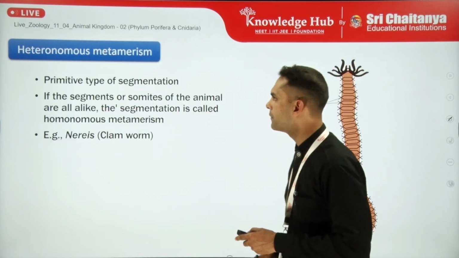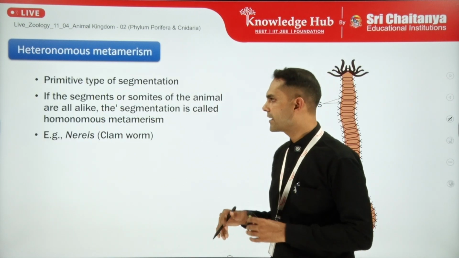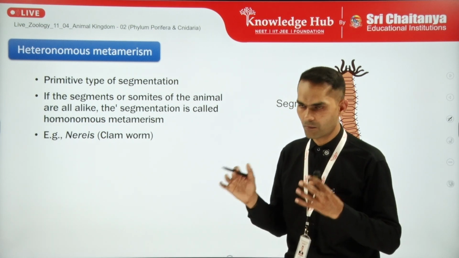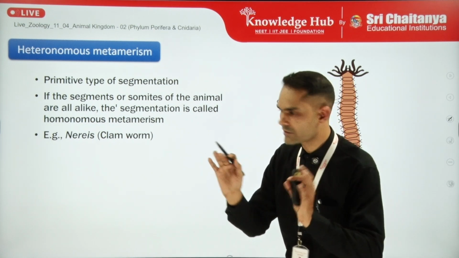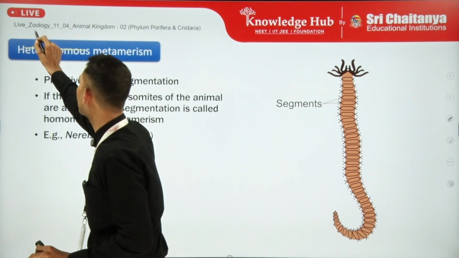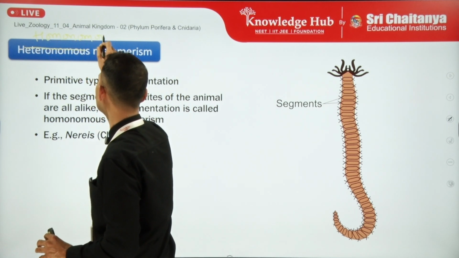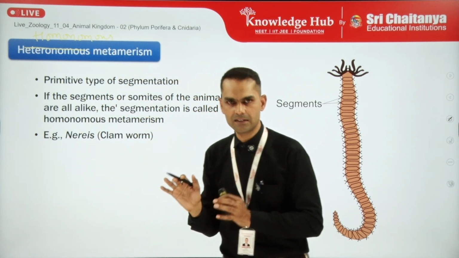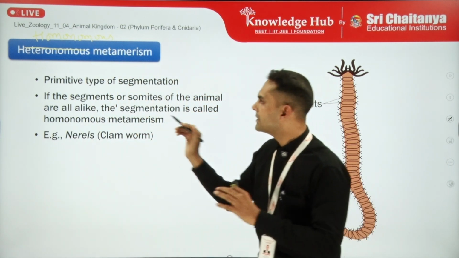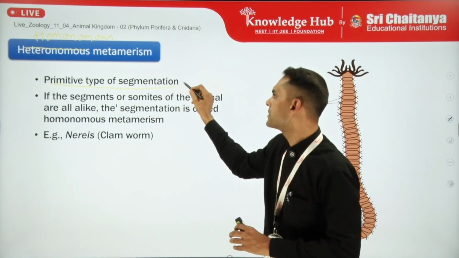Now, as we move further, segmentation can also be defined as heteronomous or homonomous. I must make a little correction. Here it is the homonomous correction. It is the homonomous segmentation. Now, if I have to define this segmentation property, that is the most primitive type of segmentation.